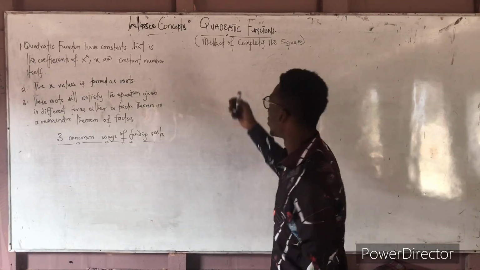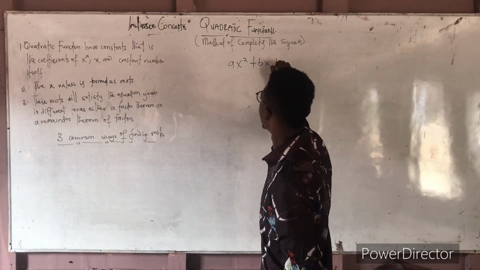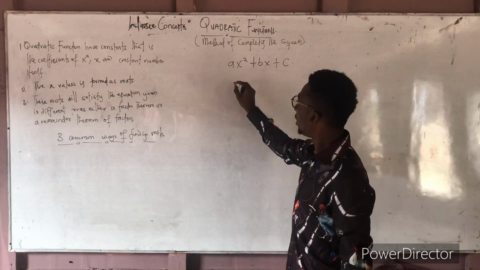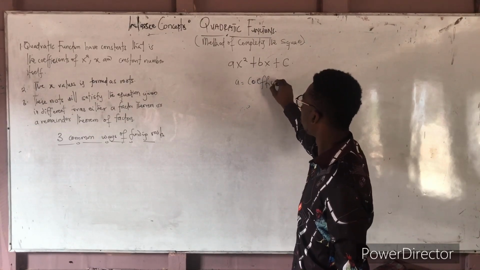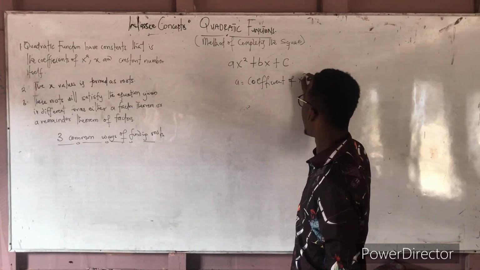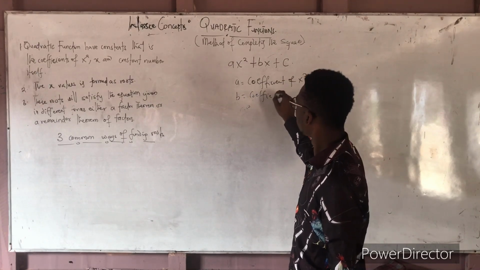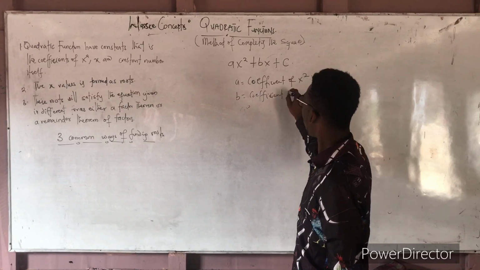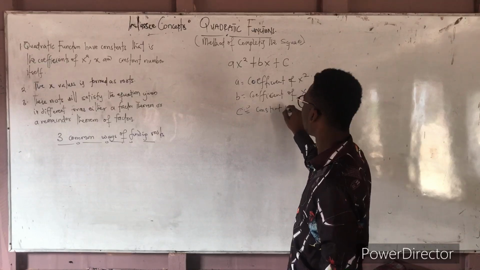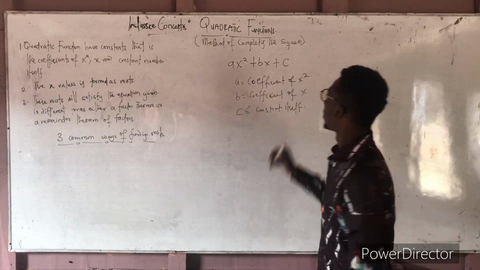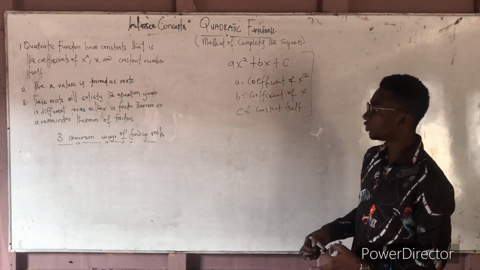It is 2. So it is represented as ax squared plus bx plus c, where a is the coefficient of x squared, b is the coefficient of x, and c is the constant value itself. So this makes a quadratic equation or a quadratic function.